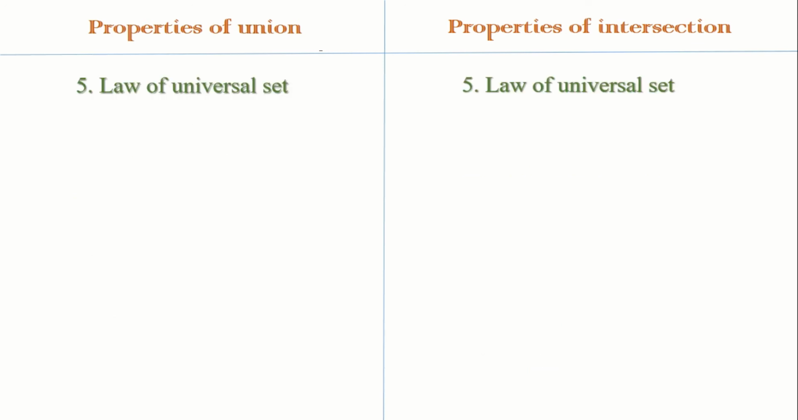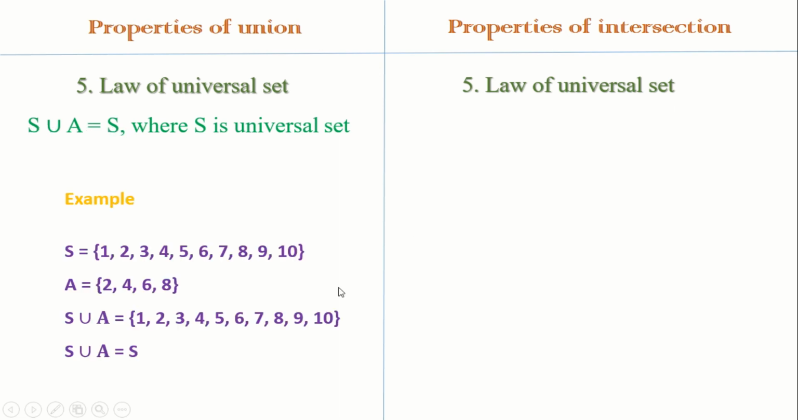Next one is the law of universal set. We already know all sets are subsets of the universal set for a given context. Here, S is the universal set and we have S union A is the set S. Here the set S consists of the elements from 1 to 10 and the set A has the elements 2, 4, 6, 8. So what is now S union A? S union A is the set consisting of the elements from 1 to 10. So S union A is S.